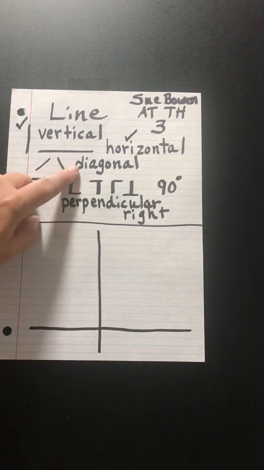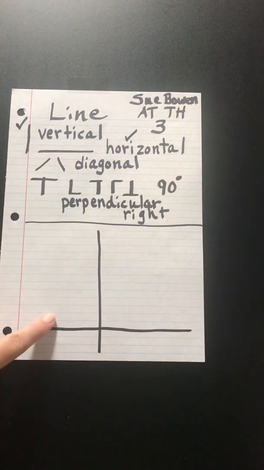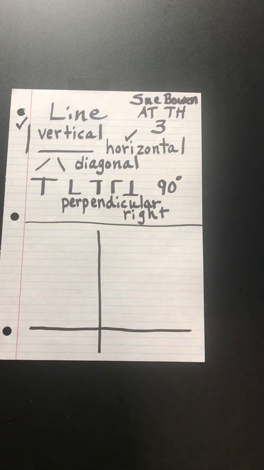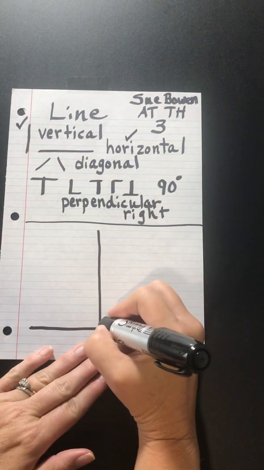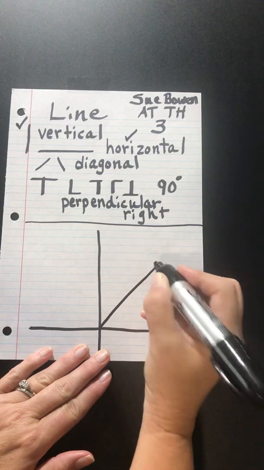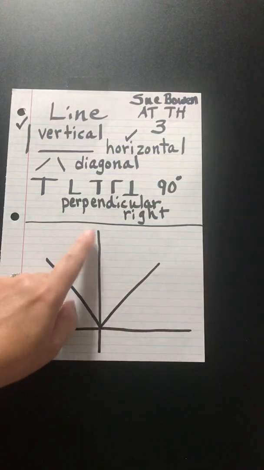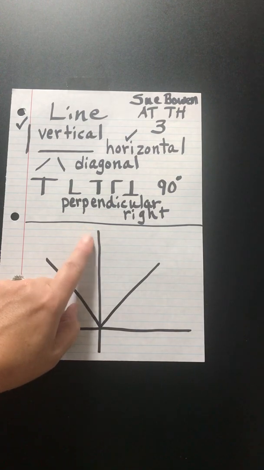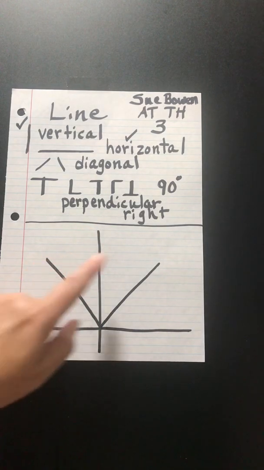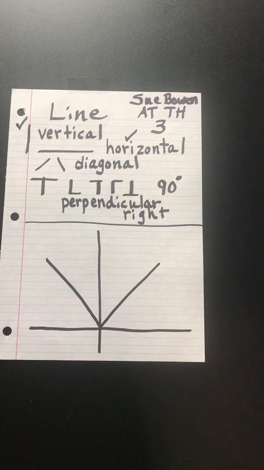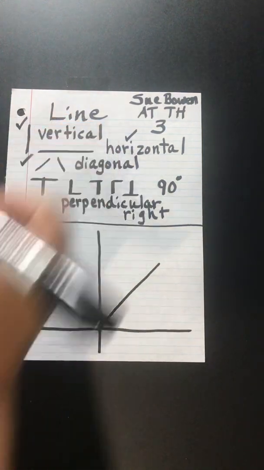Did we draw any diagonal lines? Nope, it hasn't happened yet. So let's do a diagonal line on this side and one on this side. Just don't make them as tall as your vertical one, okay? Just have them coming out to the sides. So we've done a diagonal. Let's give that a check.